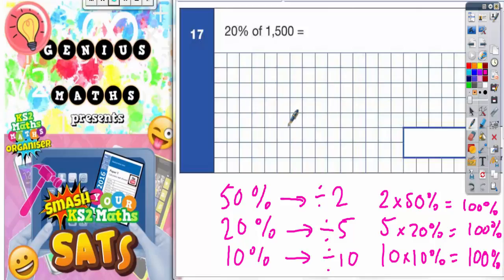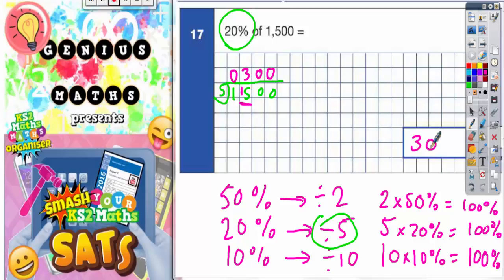So we can do this in a couple of ways. We could say, well, 20%, we know 20% means divide by 5, so you could just straight away do 1,500 divided by 5. So let's have a look at that. 5 into 1 goes no times because it's too big. You haven't used this 1, so you carry the 1, and that now makes 15. 5 into 15 goes 3 times. 5 into nothing goes no times, and 5 into nothing goes no times again. So your final answer is 300.